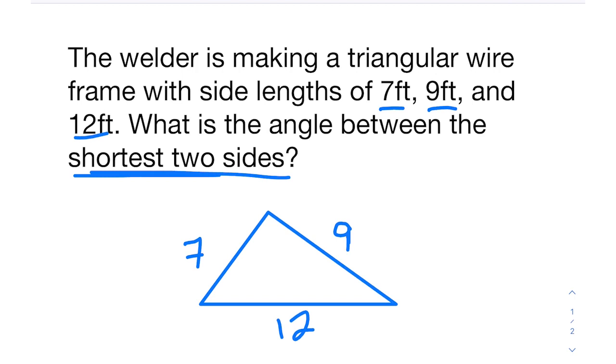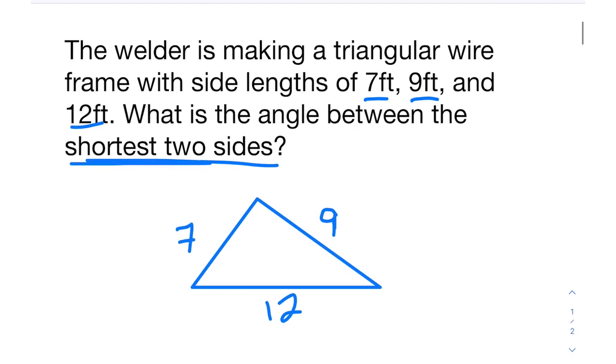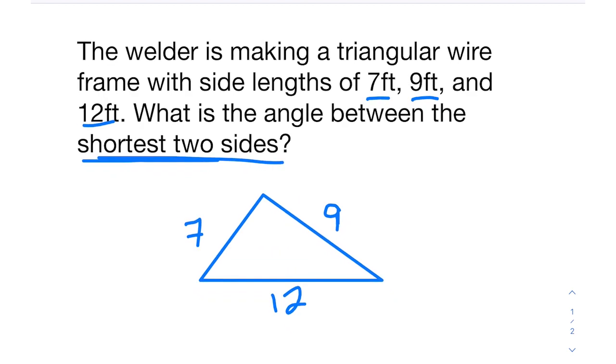And again, we don't know any of the angles. We don't know which side is which, but as long as you label them, then you'll find your corresponding angles relative to those. So they want to know the angle between the two shortest sides. So our shortest sides are a side of 7 and a side of 9. So the angle between those is this angle here. This is the angle that they're asking for.